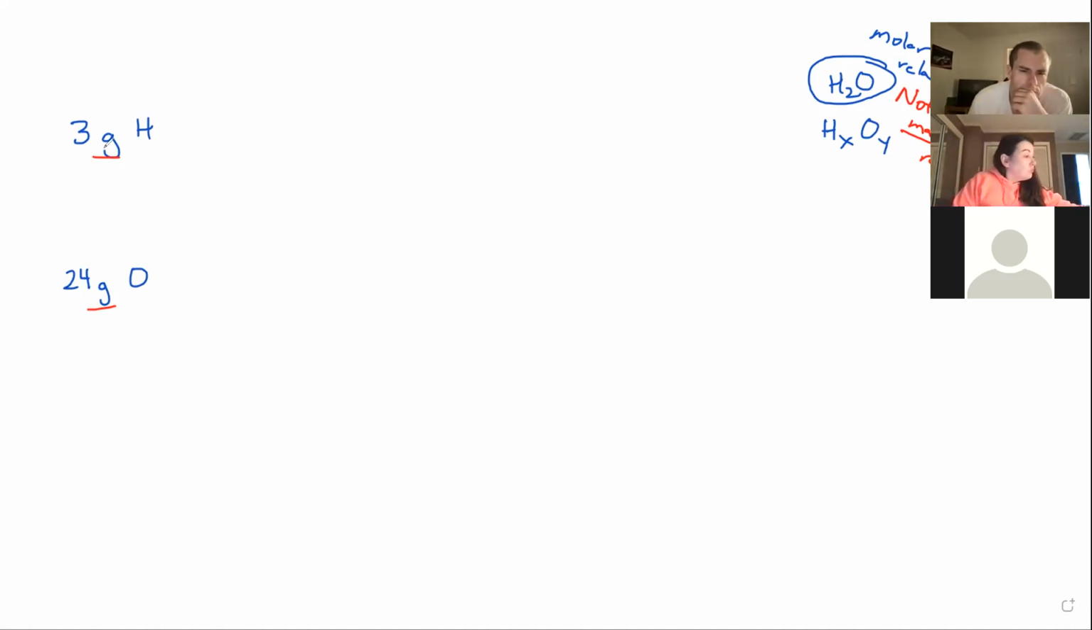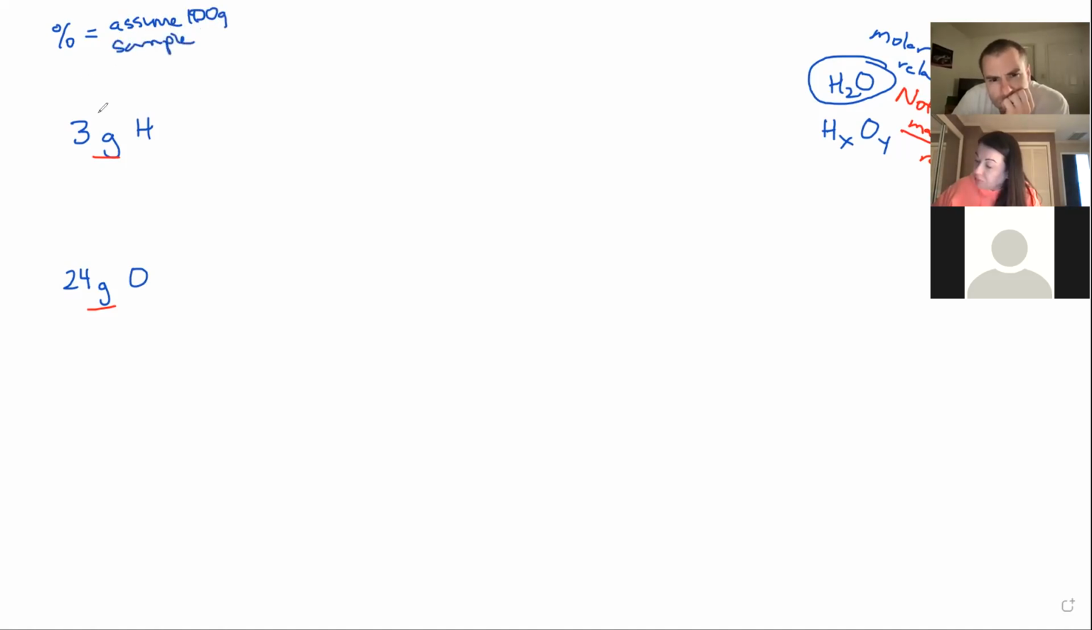Okay, so if you're given something in grams, we need to get it into moles. This is another thing that's important. Sometimes you're not given things in grams. Sometimes you're given them in percentage. If you're given anything in percentage for these problems, what we're going to do is assume a 100-gram sample and just cross out the percent and put a gram value there.